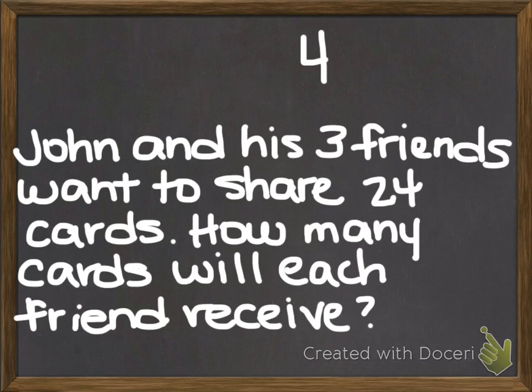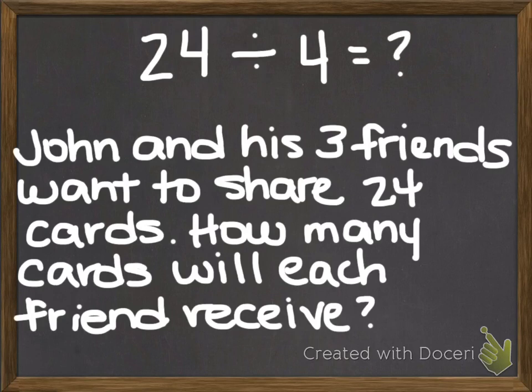Now let's think about, what are they sharing? They're sharing 24 cards. So we have 24 cards and we're dividing them into 4 equal groups for 4 people. So our problem here is 24 divided by 4, or 24 cards split up into 4 equal groups. And we just want to know, how many does each person get? Let's get started.